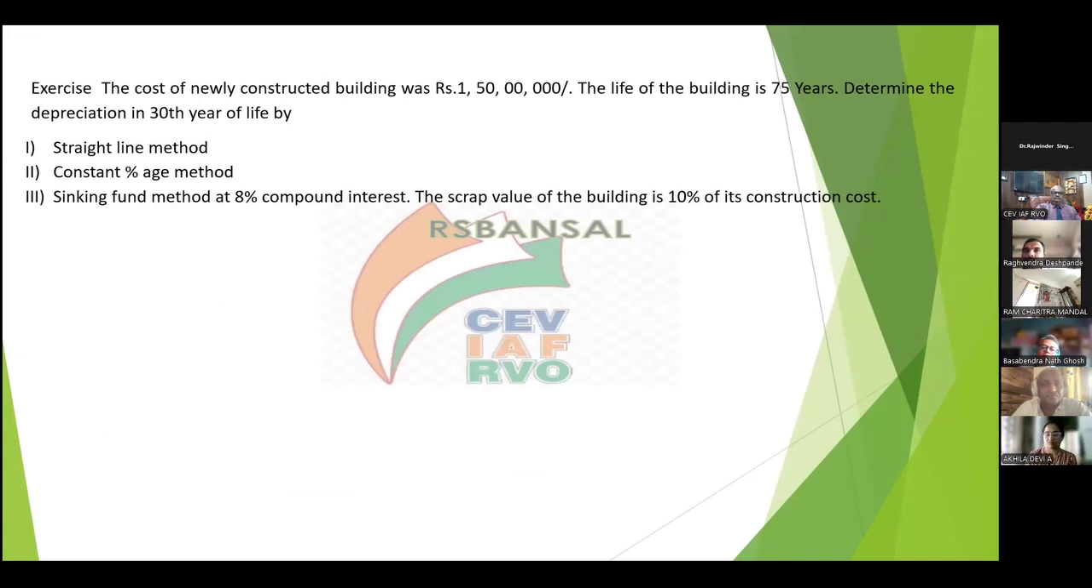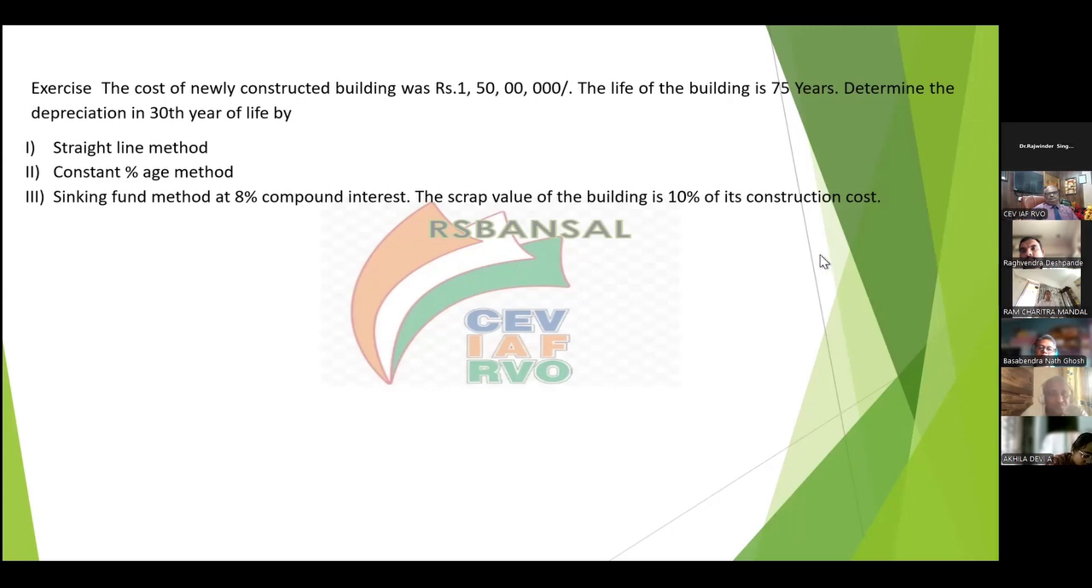So we will be taking an example. See here how the value will be different with different methods. Till now you have tried straight line and constant percentage method and tried to find the difference in values. And if you are using all the three methods at the same time, then it is given that the value of the newly constructed building is 1 crore 50 lakh. Life of the building is 75 years. Determine the depreciation in 30th year of the life by straight line method, constant percentage method and sinking fund method at 8% compound interest, the scrap value of the building is 10% of its construction cost.